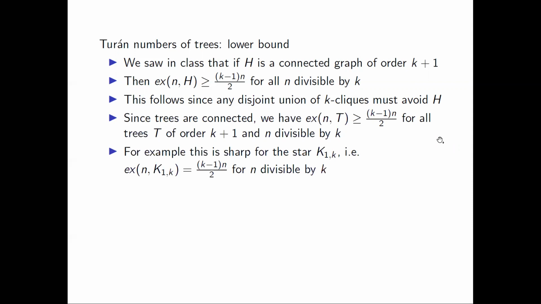So we saw that it's sharp for the star. So the star we know is actually equal. Its Turan extremal function is equal to k minus 1 times n over 2 for n divisible by k. Also, this is known to be tight for caterpillars. So for caterpillars, the conjectured upper bound that we saw was known for a long time to be true. And in fact, we know now, since the conjecture is proved, that this lower bound is sharp for any tree T of order k plus 1 as long as n is sufficiently large.